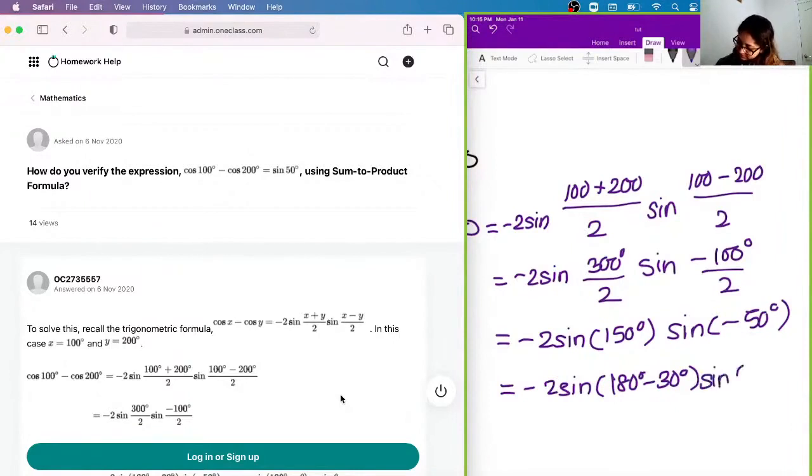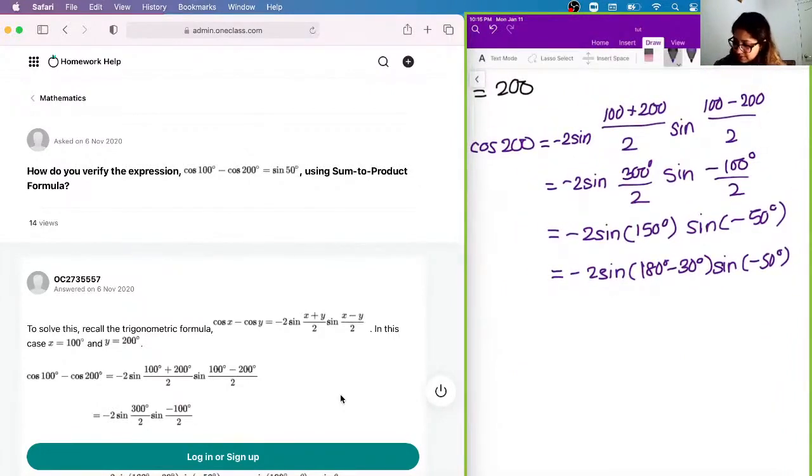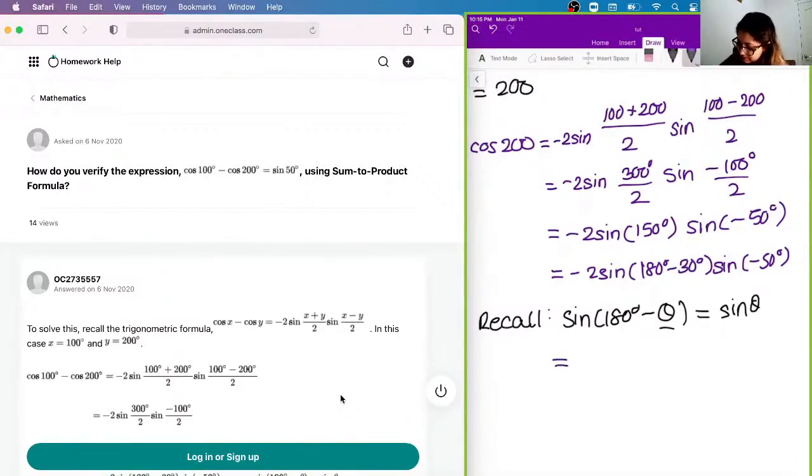So this is another way of writing 150 degrees. I can't really write negative 50 in another term. There's another property, if you guys recall, that sine of 180 degrees minus theta, where theta is an angle, is equal to sine theta. So in this case, this is equal to negative 2 sine of 30 degrees, since theta is 30 degrees, times sine of negative 50 degrees.